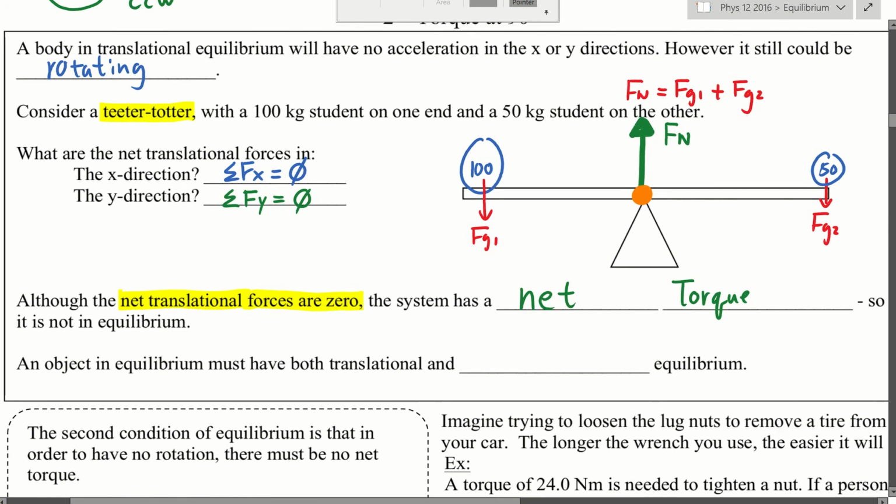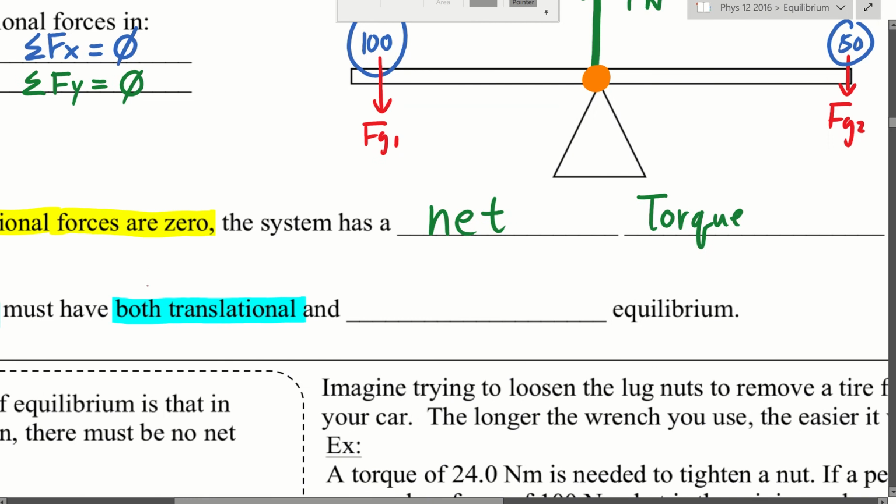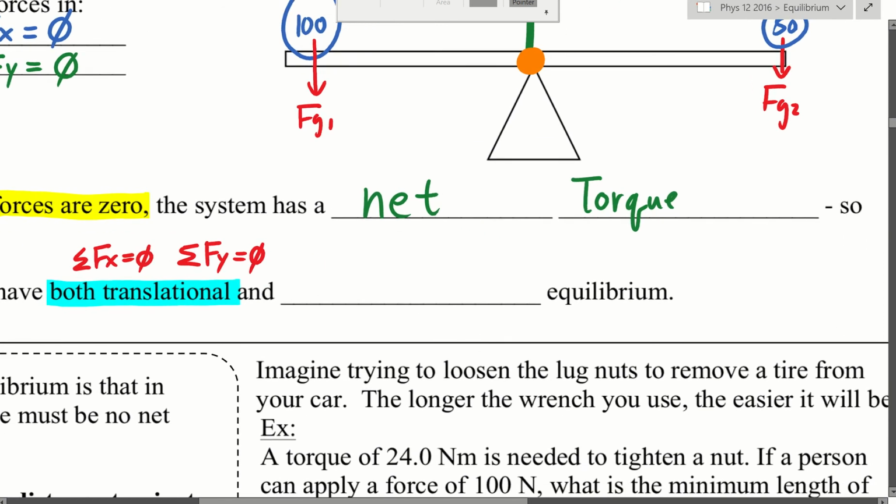In order for an object to be absolutely in equilibrium, it has to satisfy the translational equilibrium condition, which is having all the forces in the x and y directions completely balance out. That's condition number 1. Condition number 2 is you also have to eliminate all the torque, and that is called rotational equilibrium.